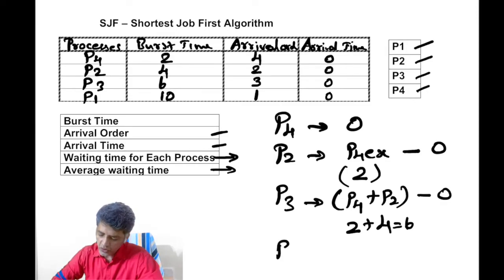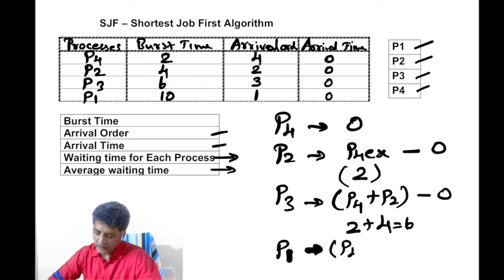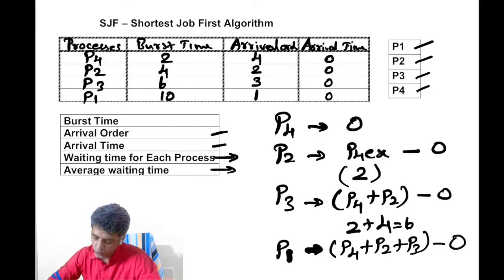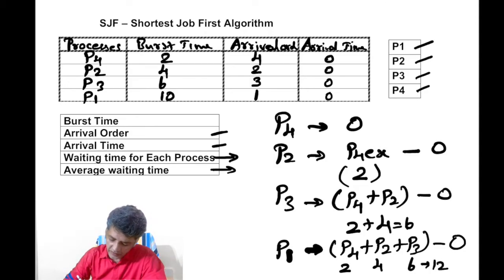Then P1's waiting time is what, right? Now here you need to calculate the waiting time for P1. So P4's execution, then P2's execution, then P3's execution, then minus the arrival time of P1, right? So P4's execution is 2, then P2's execution is 4, then P3's execution is 6. So what is the total? Total is 12.